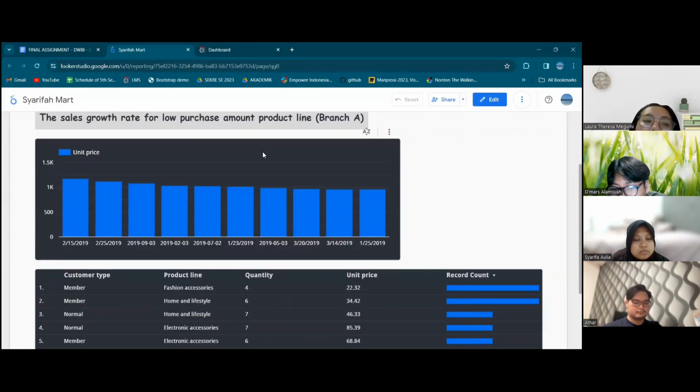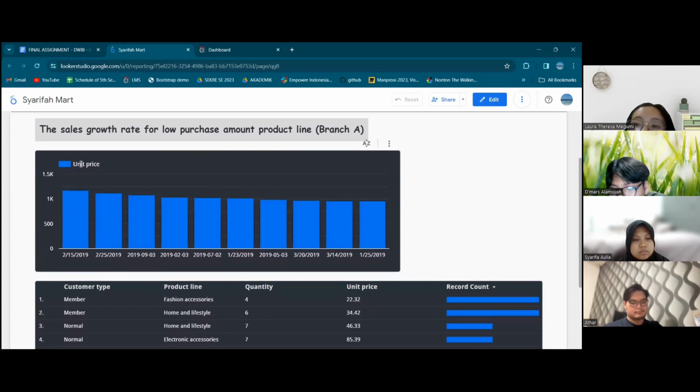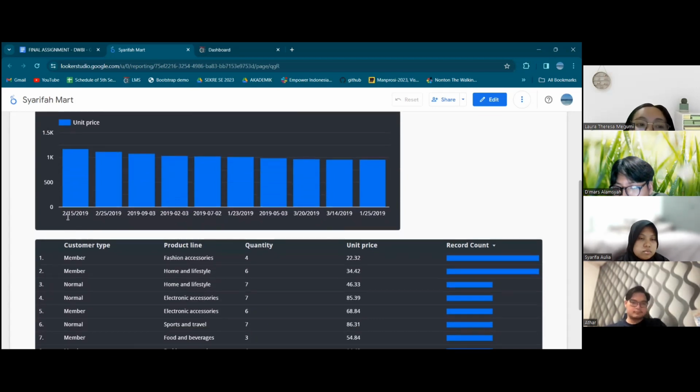The first one is the first KPI, which is about the sales growth rate for low purchase amount in product line, which is branch A, as seen on the screen. Based on the unit price, the biggest record of the unit price is 1000, which was recorded in 2019, in the second month, February.